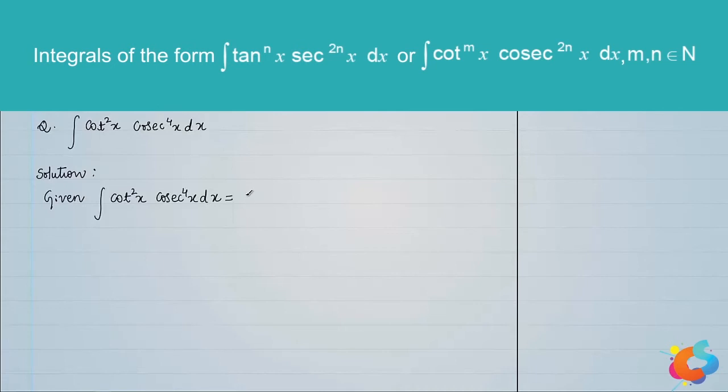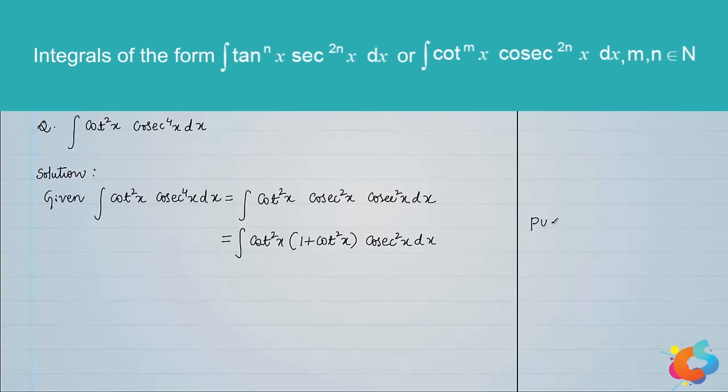We will rewrite the given problem as cot square x, cosecant square x, cosecant square x into dx. So 1 cosecant square x can be expressed in terms of cot x here. So we will get cot square x into 1 plus cot square x into cosecant square x. So now we can go for the substitution method.